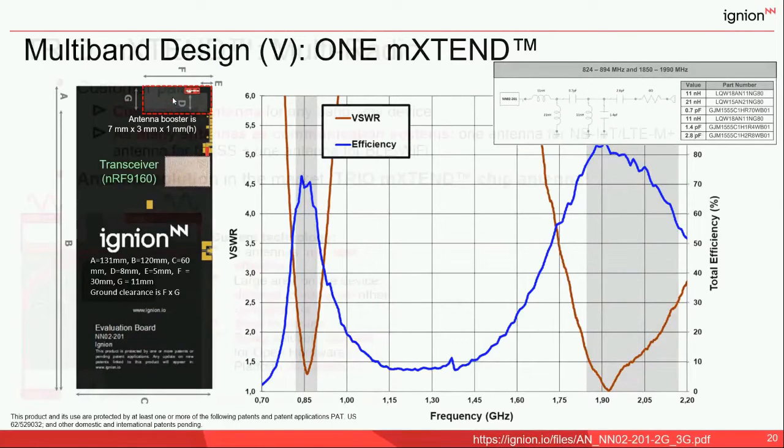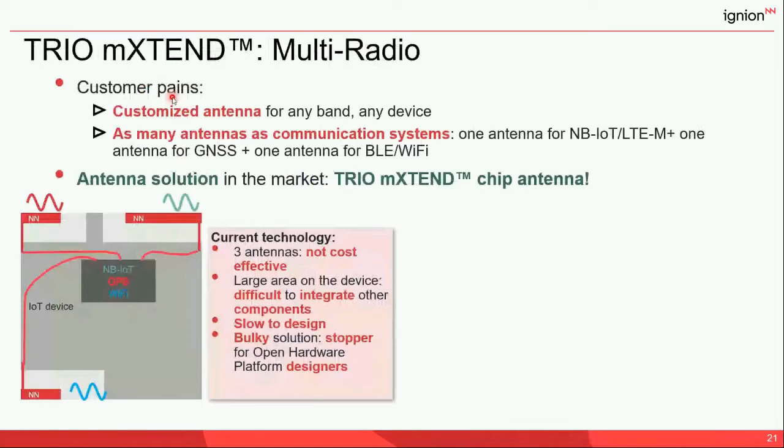Let's move to the multi-radio examples. In this case, we want to have a system that is for narrowband IoT, several bands of narrowband IoT, plus GPS, plus Wi-Fi at the same time. So one approach, the obvious approach, will be, okay, let's have some transceiver, let's have one antenna booster for narrowband IoT, another for GPS, another for Bluetooth. So we need 3 separate antennas in 3 different positions with long traces.